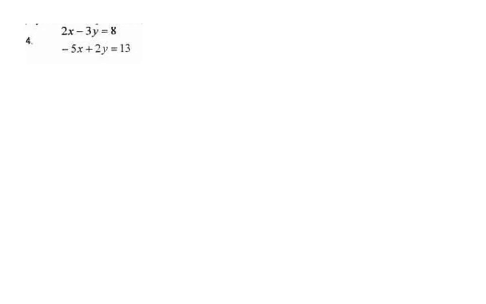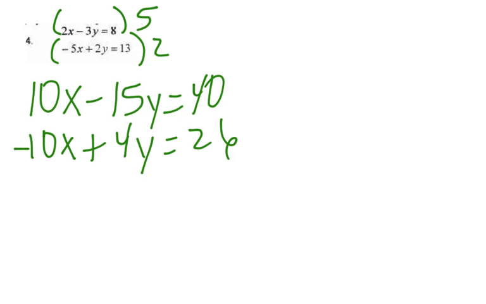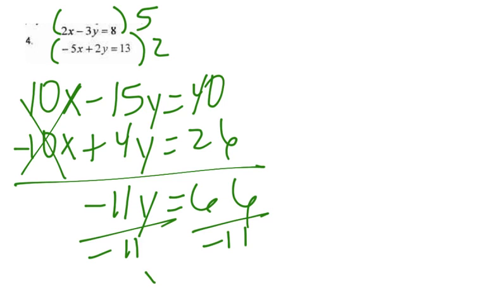Doesn't really matter. I'm going to go with x for this one. So the top one gets multiplied by 5 and the bottom one gets multiplied by 2. So I have 10x minus 15y equals 40. And I have negative 10x plus 4y equals 26. Draw a line and combine. X's go away. Negative 15 plus 4 is a negative 11y equals 40 plus 26 is 66. Divide both sides by negative 11 and y is equal to negative 6.